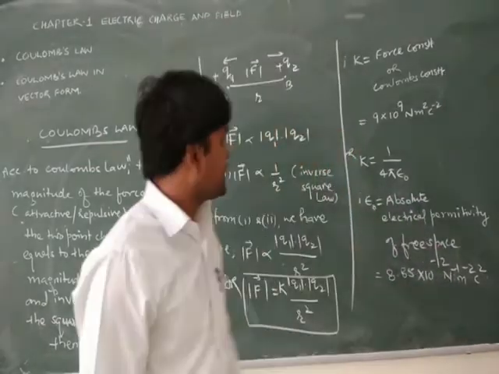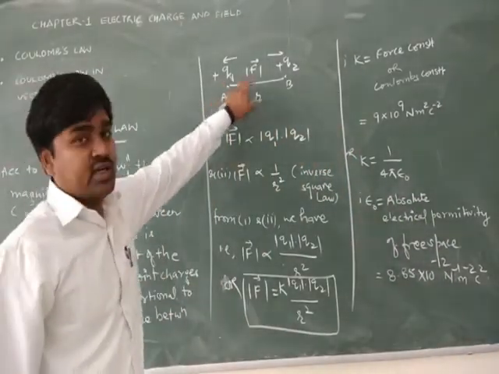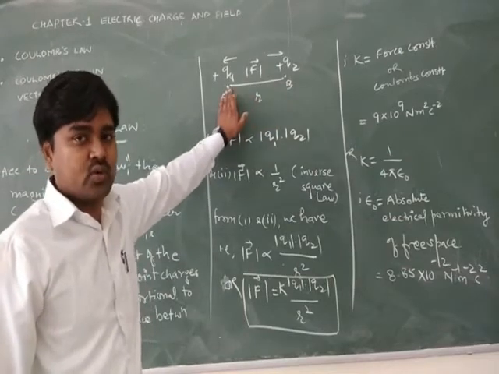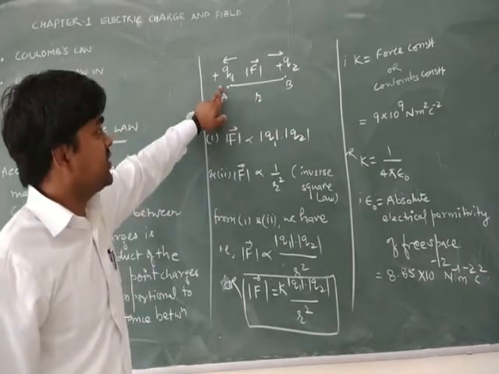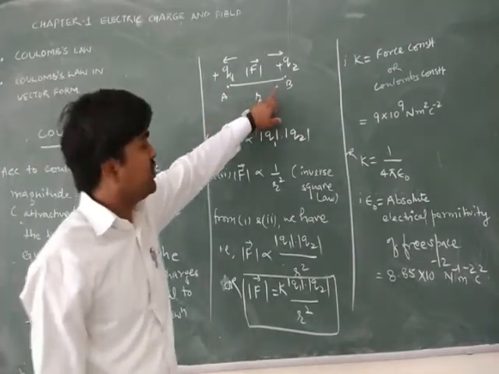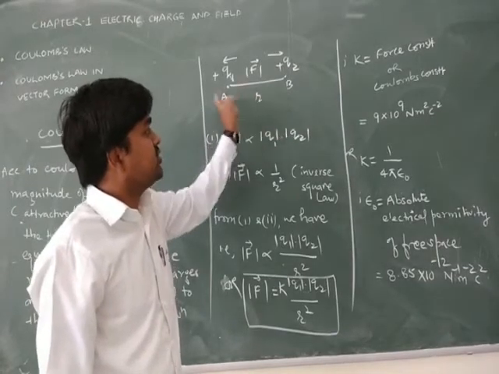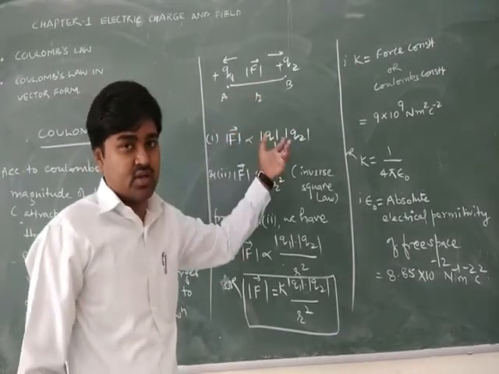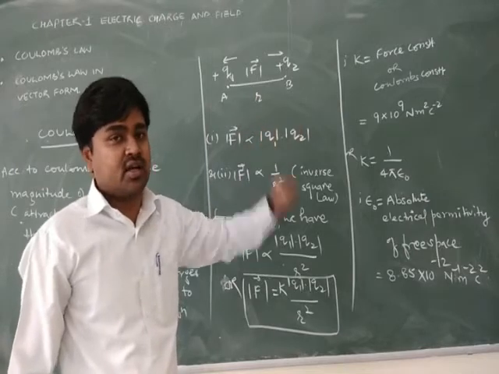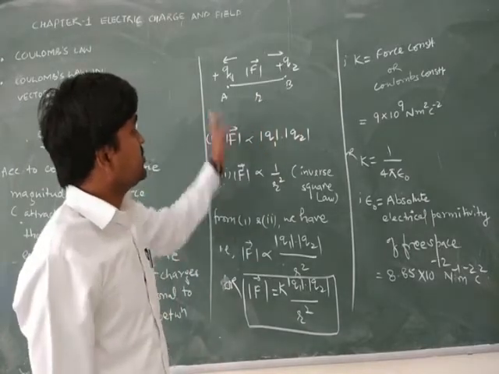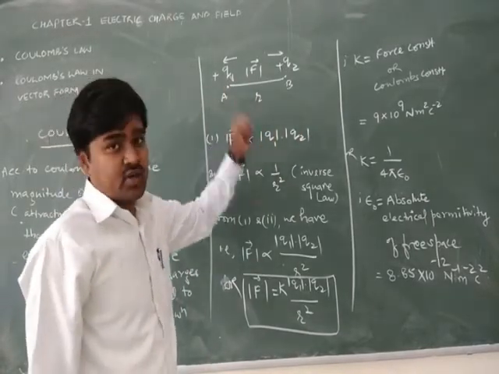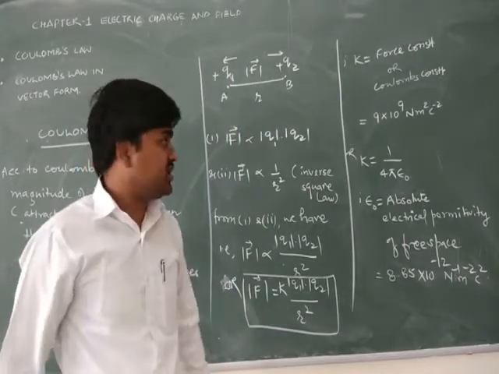So here I have 2-point charges, Q1 and Q2. Q1 is placed at position A and Q2 is placed at position B. Both are separated by a very small distance, represented by R. These two charges have the same polarity, so they will repel each other.